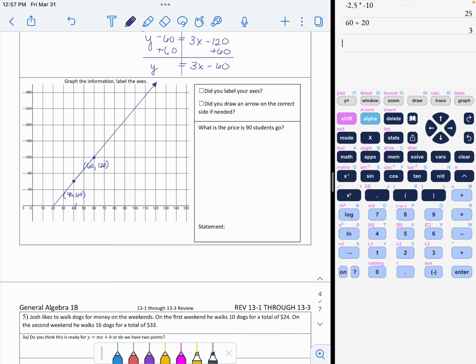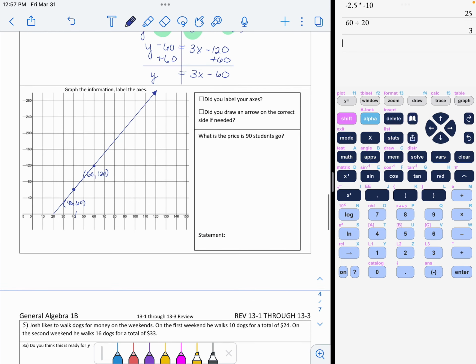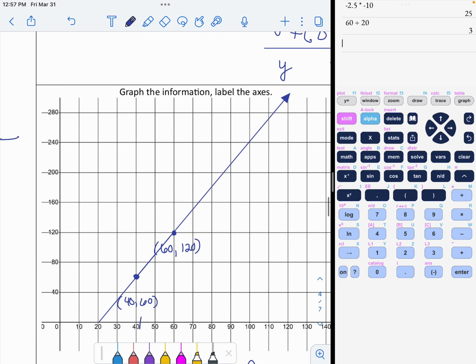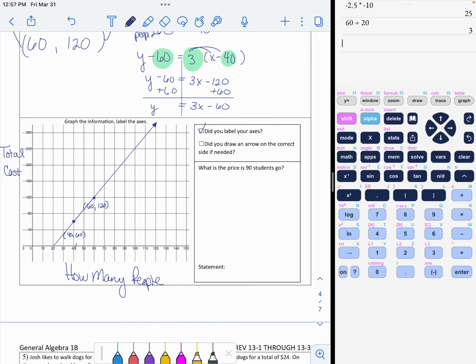Did not put my labels on, did I? X was how many people? And Y was the total cost. And I identified that up at the very beginning. So I did my labels, I drew an arrowhead, and now I have 90 students. Well, students is people, right? So that was X. So I do Y equals 3X minus 60.